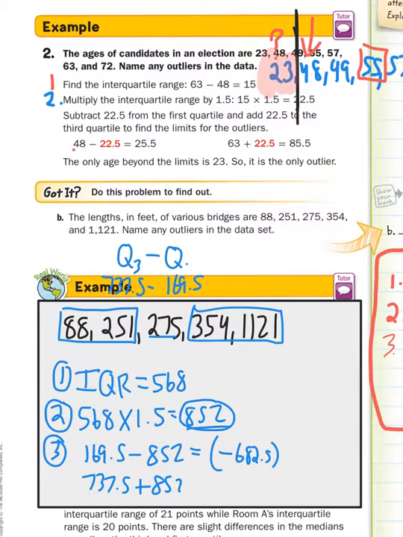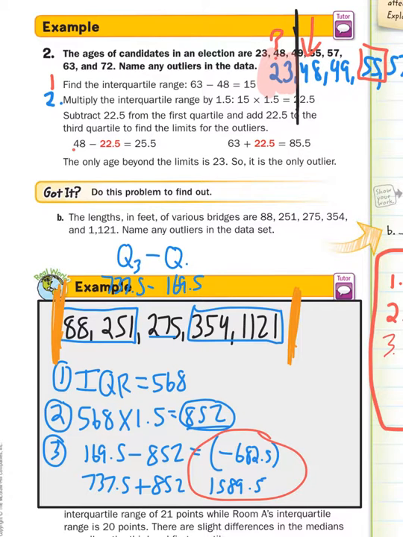737.5 plus 852, and I get 1589.5. This is my upper boundary. So now let's take these numbers, and I'm going to set my boundaries up right here. The lower boundary is negative 682.5, that is going to be way lower than 88. So my lower boundary would be down here. My upper boundary is 1,589.5, which would be above 1121.